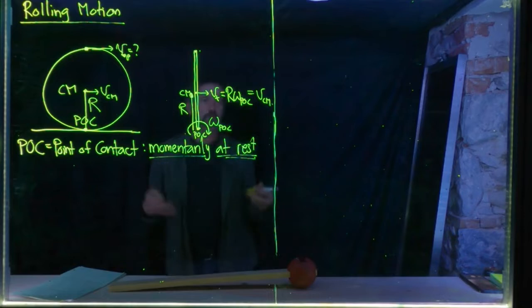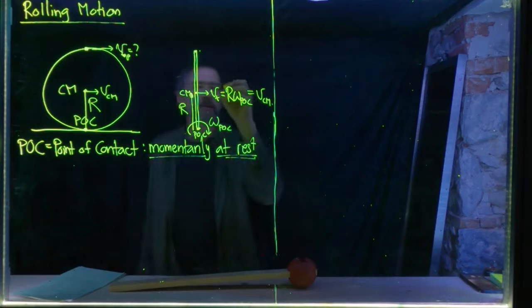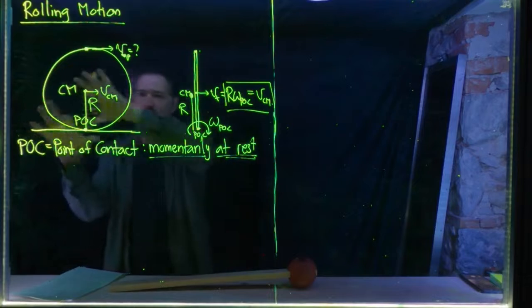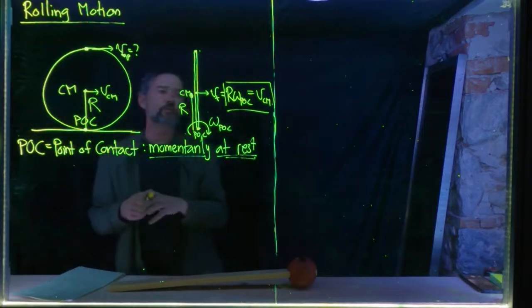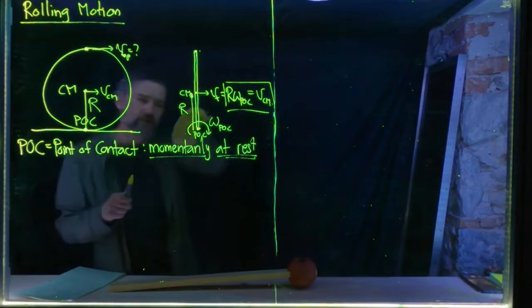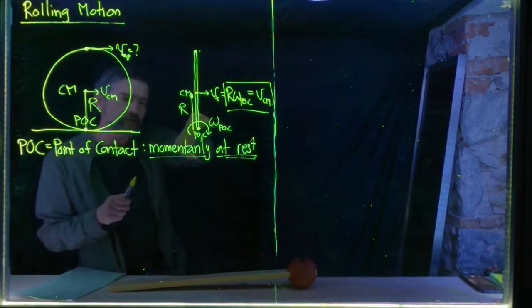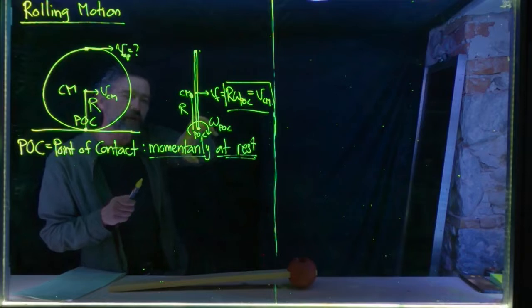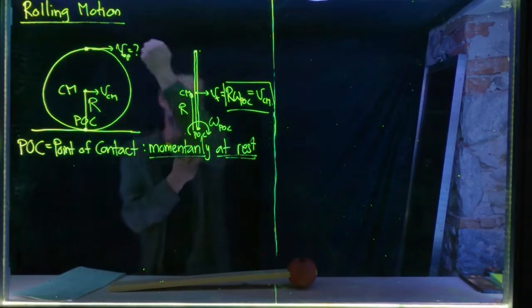So this is our first important result: the velocity of the center of mass of the wheel as it rolls is equal to the radius of the wheel times the instantaneous angular velocity of the wheel about its momentarily at rest point of contact.